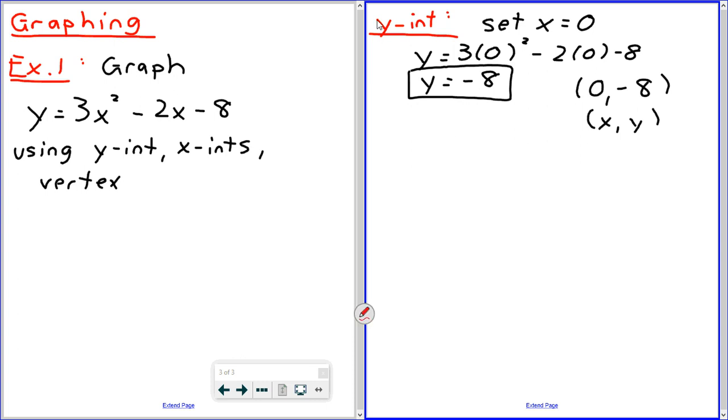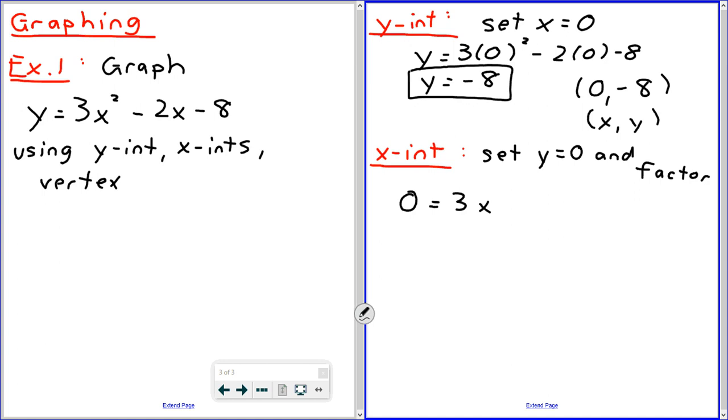I'm going to do x-intercepts next. Okay? Now you guys are actually going to do this for me. Can someone take a guess, if the y-intercept was set x equals 0, can somebody take a brief hint at what the x-intercept is going to be? Yeah, go ahead. So what we're going to do is set y equals 0 and factor. So you have to solve this equation for me.